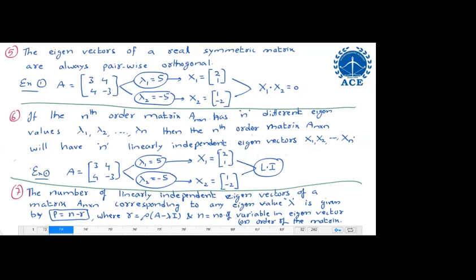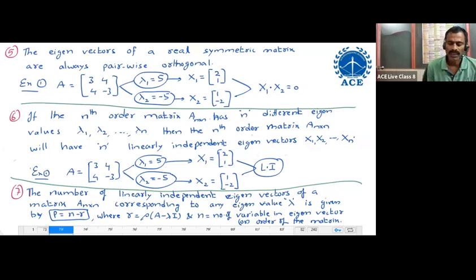For a real symmetric matrix, suppose you take a 2 by 2 matrix. For this 2 by 2 matrix, you will get 2 eigenvalues. For each eigenvalue, we can find the eigenvector. If you find the eigenvectors, they are orthogonal vectors only. Here we got only 2 eigenvectors. Between these two, the dot product should be 0. If you find the dot product of these two, it is 0 only.